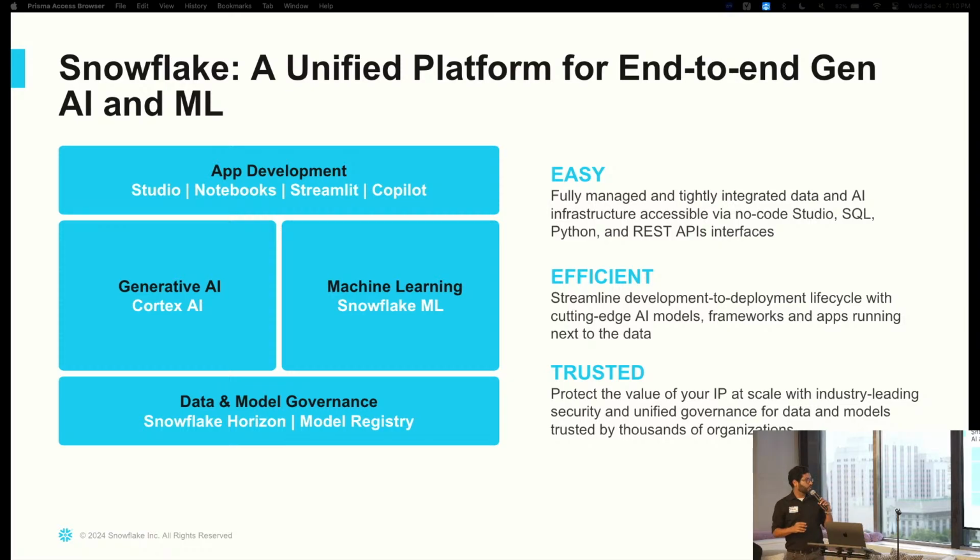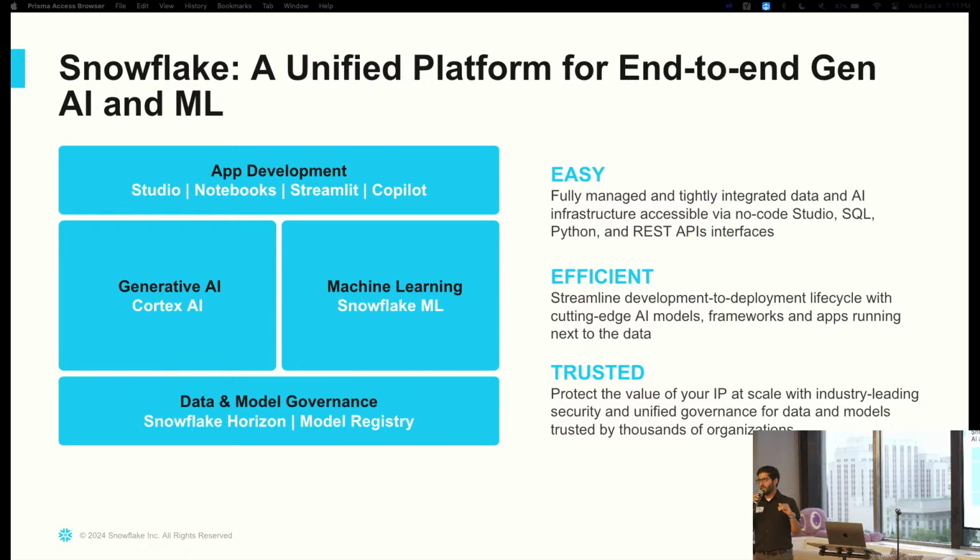Here is what's going on. There have been a lot of things happening, both on the generative AI as well as on the machine learning side. And at Snowflake, we have been thinking about it as one unified platform. At the bottom, we have a unified governance layer that helps you manage your models as well as your data. On the top layer, we have a development layer, which helps you quickly make apps. You can use the no-code AI Studio, you could use notebooks, and there's a feature called Streamlit to quickly start making use of Gen AI in your organization. And in the middle, we have generative AI as well as machine learning.